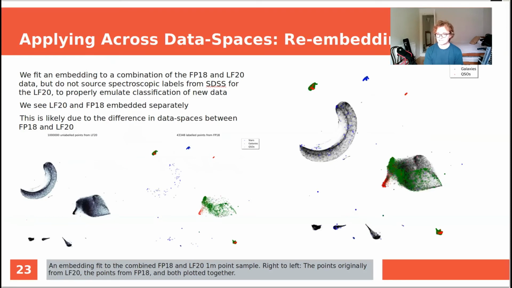We also attempt attaching a labeled data set to an unlabeled data set. So this is the full FP18 labeled data set attached to 1 million points from the LF20 unlabeled data set. On the right-hand side, you can see this is the overall embedding with the labels from FP18 scattered. On the left-hand side, we separate the two, and you can see that the points do not lie in the same clusters. In fact, it seems like an LF20 embedding overlaid with some extra clusters due to the FP18 data. Even when they are within the same cluster, they're not in the same places in the cluster. Again, likely symptomatic of our use of data in between data spaces for our embedding here.